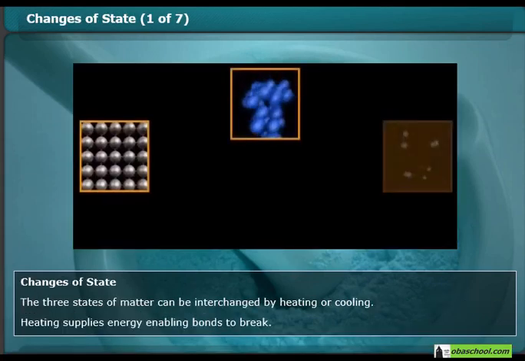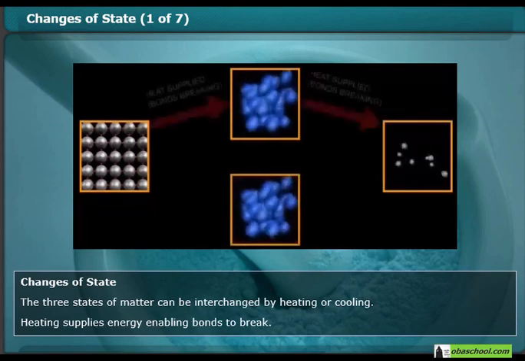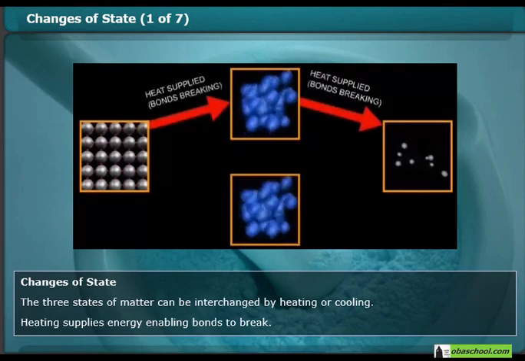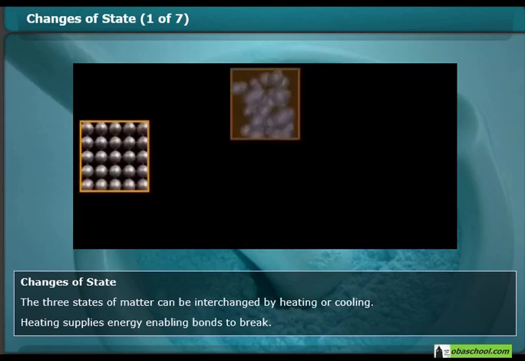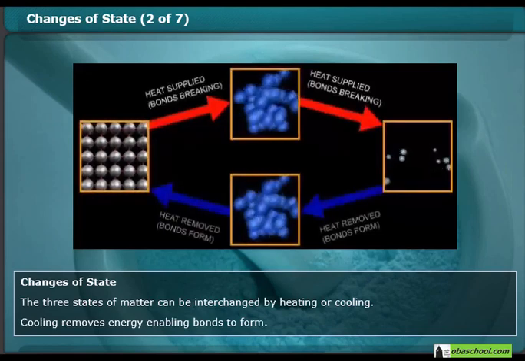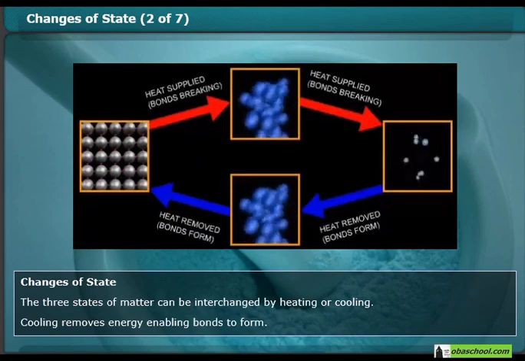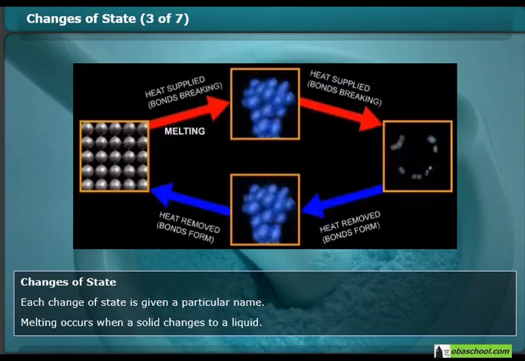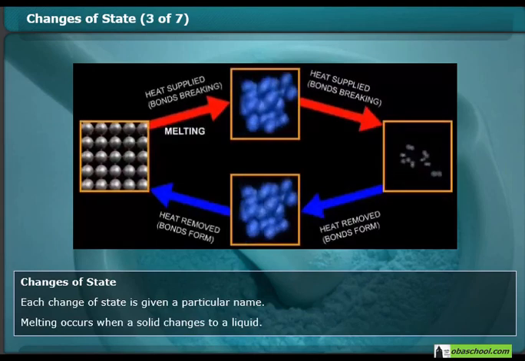Changes of state. Energy changes. The three states of matter can be interchanged by heating or cooling. Heating supplies energy, enabling bonds to break. Cooling removes energy, enabling bonds to form. Each change of state is given a particular name.